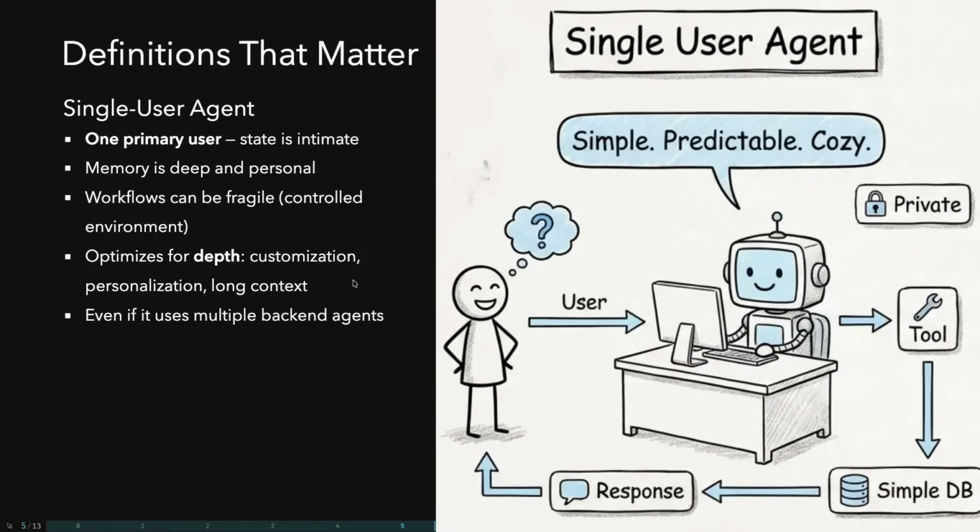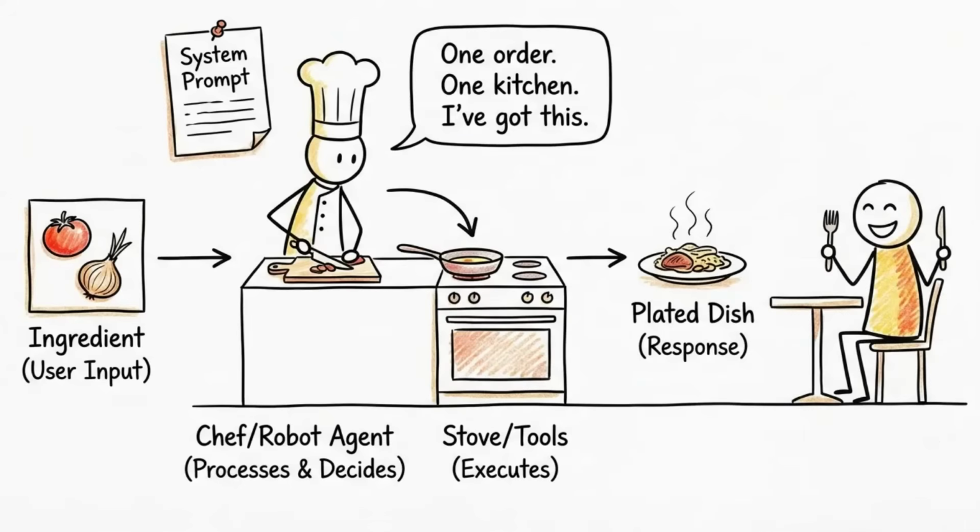Now, even if you've got a single user agent system, that doesn't mean it's just one agent. You might have multiple back-end agents that are doing things, but they're all generally going to be used just by the one user. You can kind of think of this as like cooking for yourself at home, right? You tend to not be efficient about the process. You tend to take a lot of care, perhaps redo certain parts, and everything is optimized generally by the user for what it is that they want.